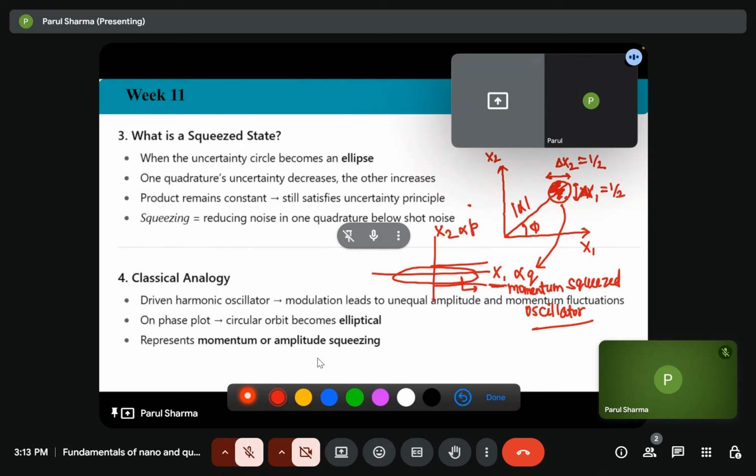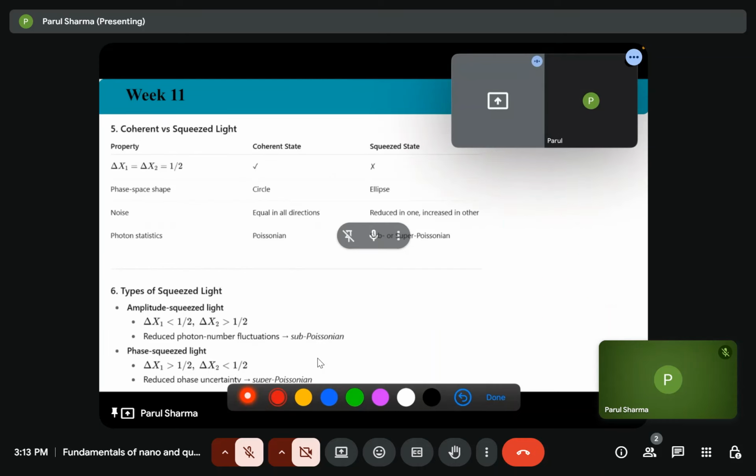So we have understood the analogy that classical is the driven harmonic oscillator. Modulation leads to unequal amplitude and momentum fluctuations. So on the phase floor, the orbit will become elliptical instead of circular, and that can represent either momentum or amplitude squeezing.